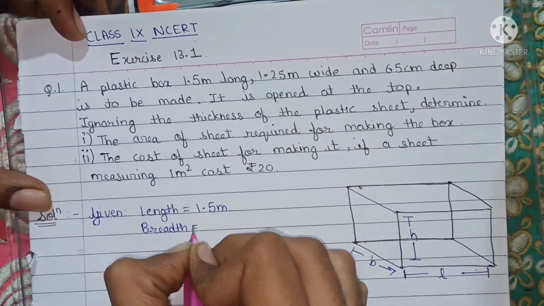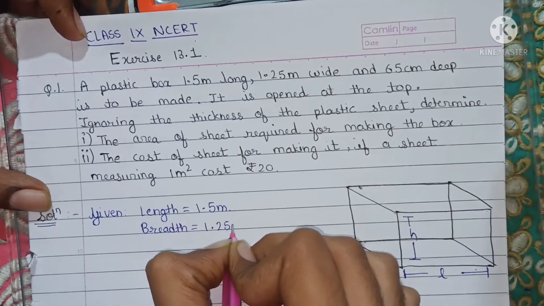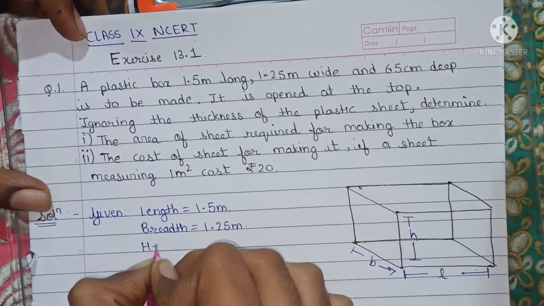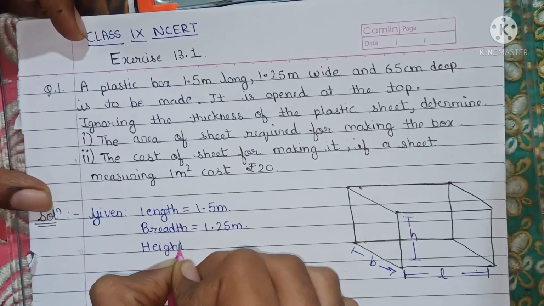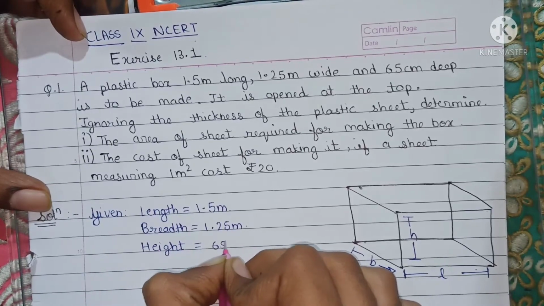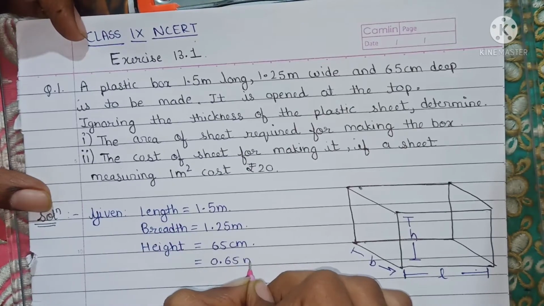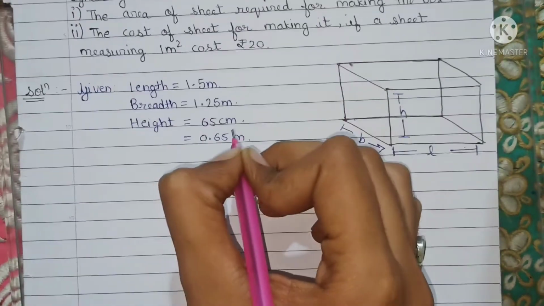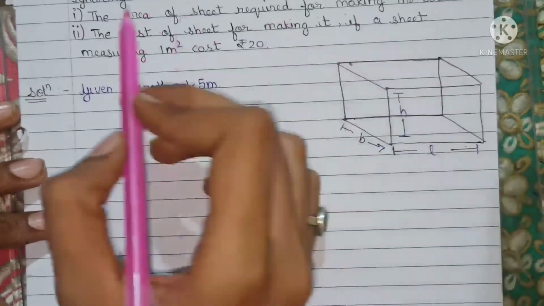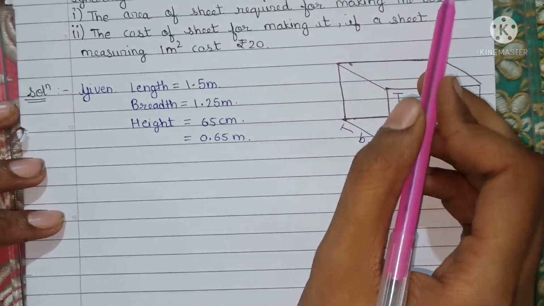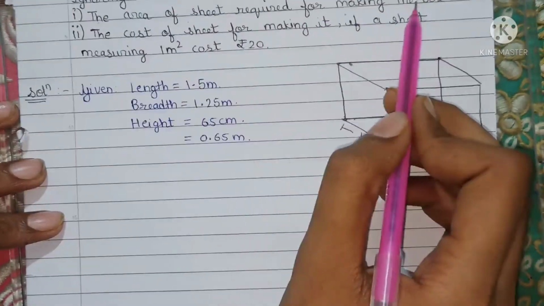breadth 1.25 meters and its height is 65 centimeter. Converting it into meter, we get 0.65 meters. Now, ignoring the thickness of the plastic sheet, determine the area of sheet required for making the box.